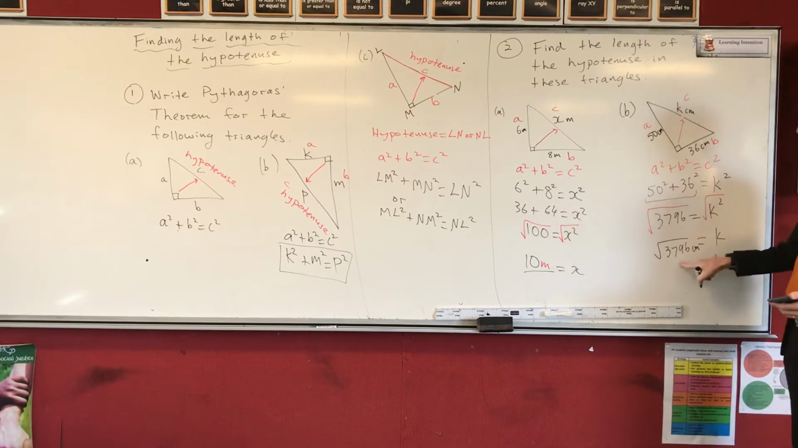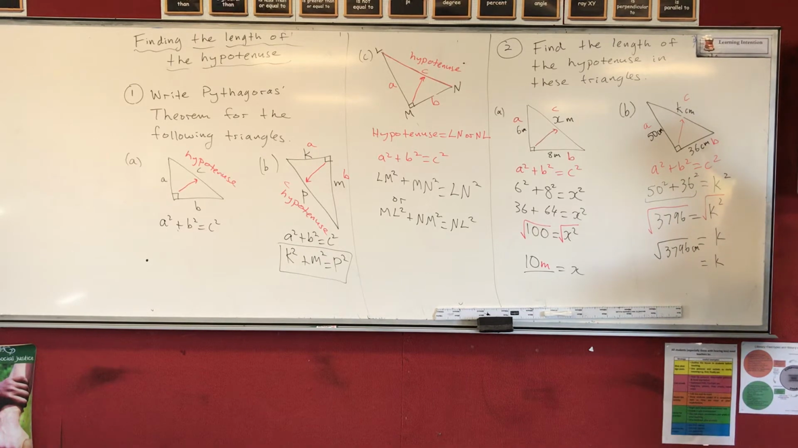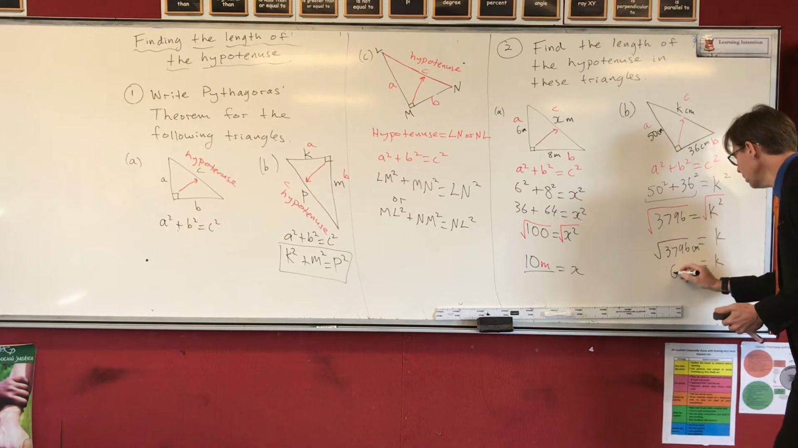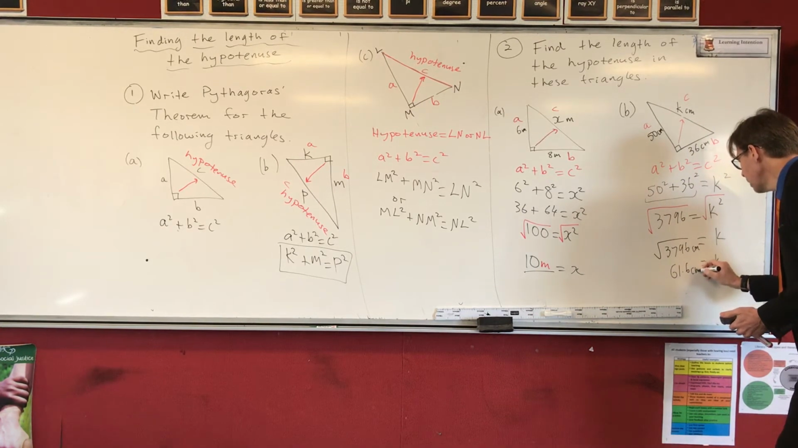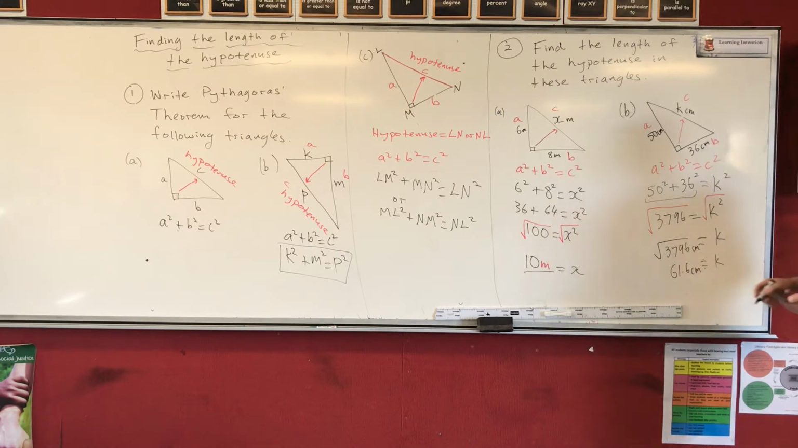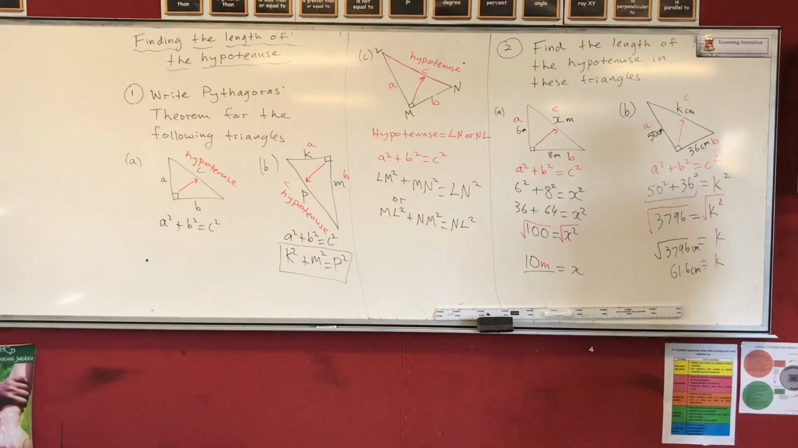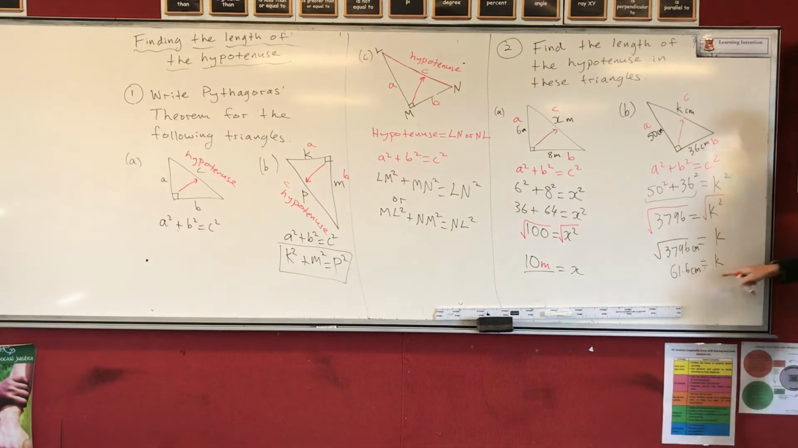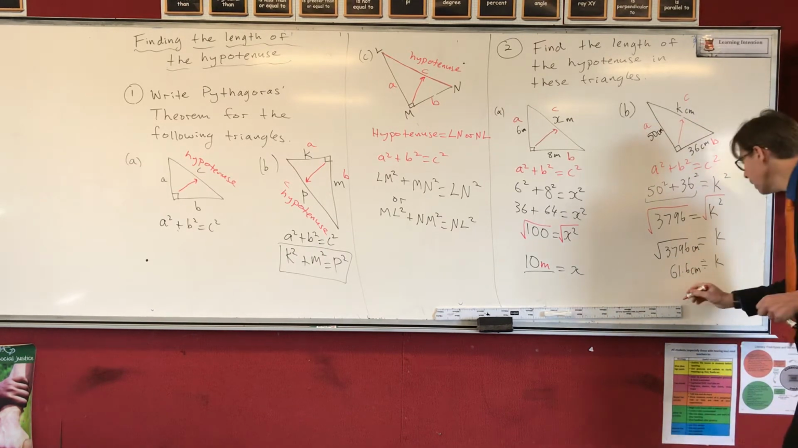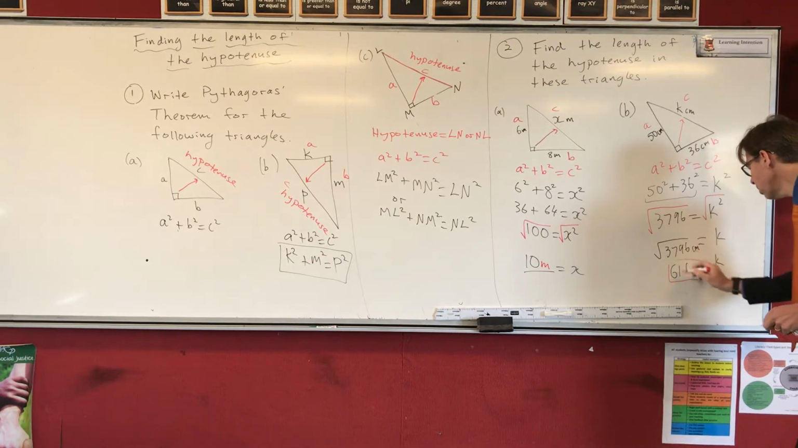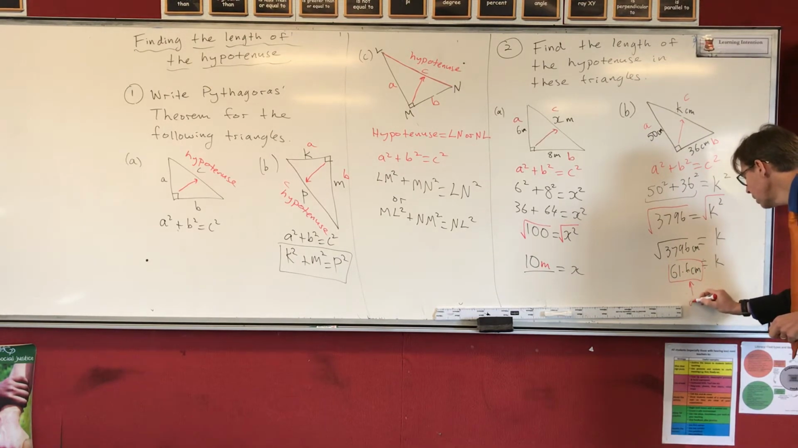Now, we could round this as well. So if you put this into your calculator, 3,796, it's not a whole number. Let's write it down to one decimal place. So 61.6. I'm rounding, so I've got to use the approximation symbol there. Now, I've got two answers for K. I did this deliberately. This is the rounded answer. This is the unrounded answer. Okay? So we're going to label this here as the approximate answer.